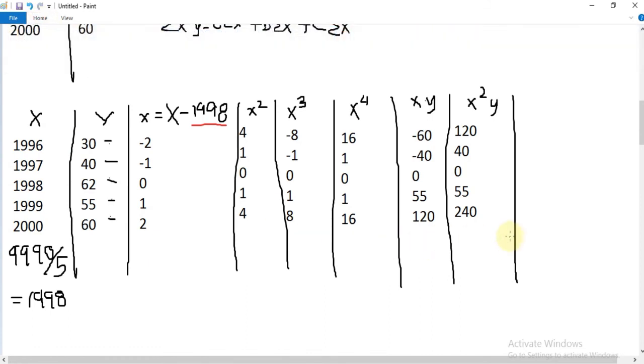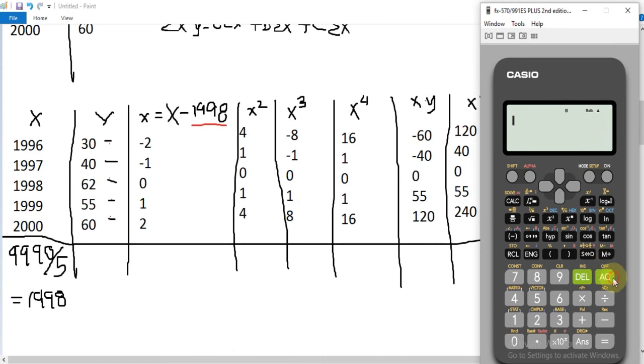Now for the second button, add the x values. 4 plus 1 plus 0 plus 1 plus 4 is 10. For the sum of x: negative 2, negative 1, plus 0, plus 1, plus 2, is 0. For x to the fourth: 16 plus 1 plus 0 plus 1 plus 16, which is 34.